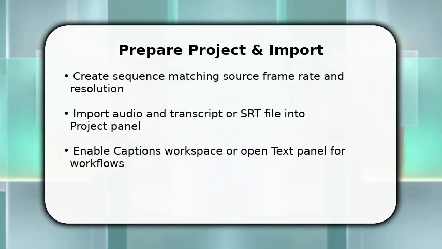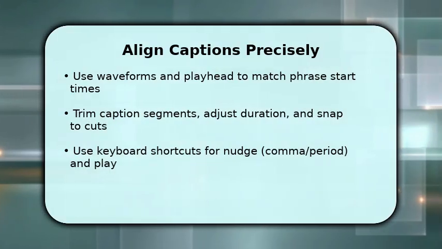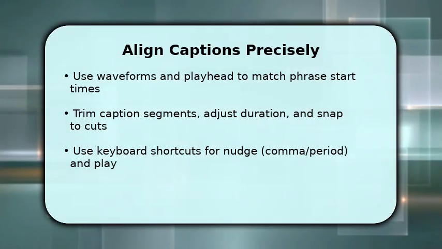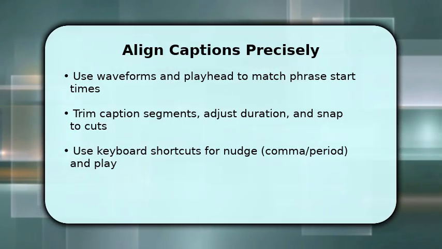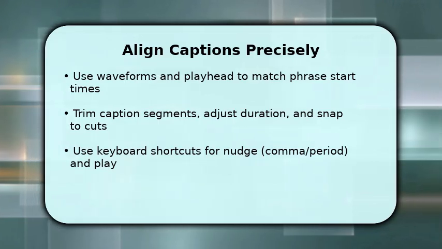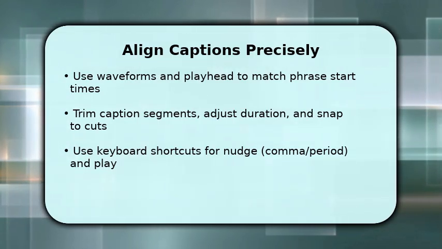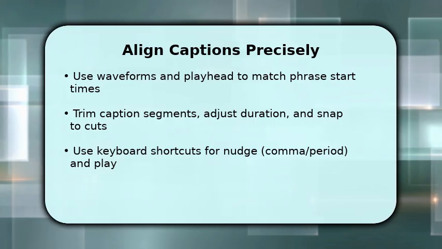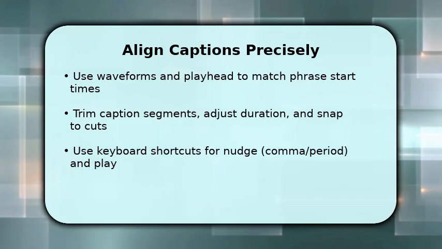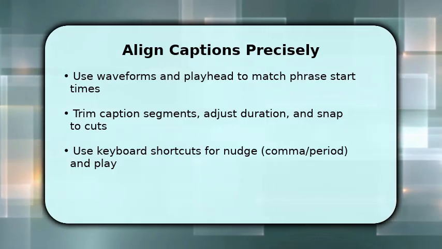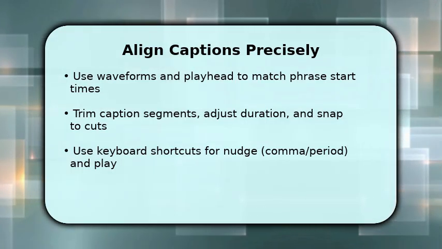Now align captions to the audio by scanning waveforms and placing the playhead at each phrase start. Create or select a caption segment and trim its in and out points so it begins when speech starts and ends when the phrase finishes. This improves readability. Use snapping and zoom in for frame-level precision, and nudge captions with keyboard shortcuts for tiny adjustments.